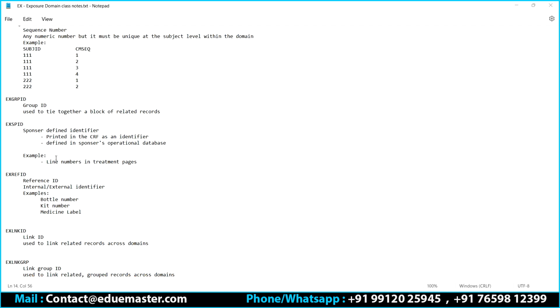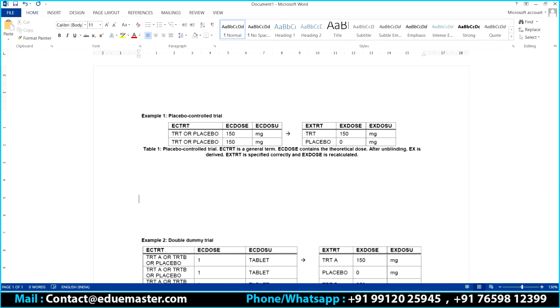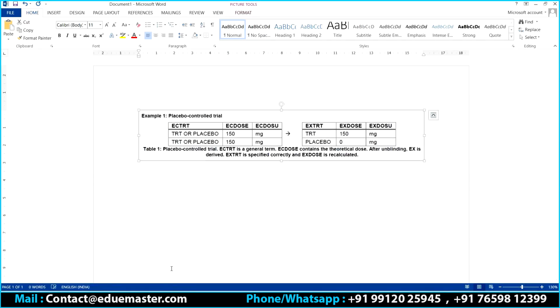Let's see one or two examples first, and then we can go with the data definitions and everything. For that, I'm just going with a very simple example. Can you see this? I have a placebo controlled trial. On the left hand side, whatever you have is the exposure as collected. Whatever you can see on the right hand side is your exposure. That is a regular one. So how do you understand this? Maybe I can go with a simple Excel.